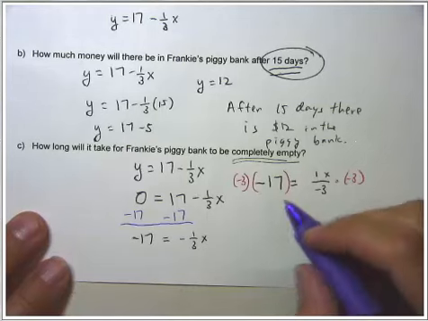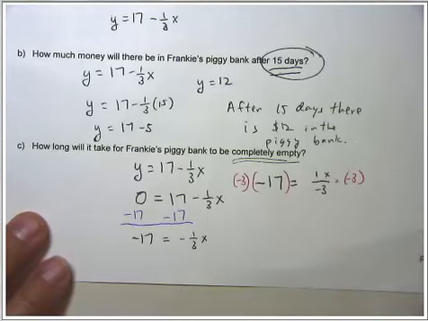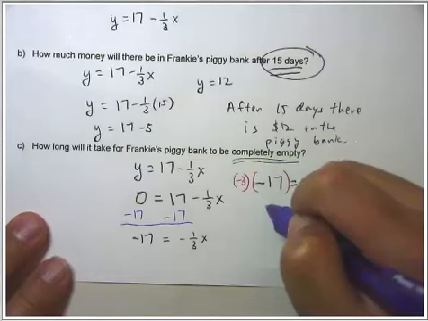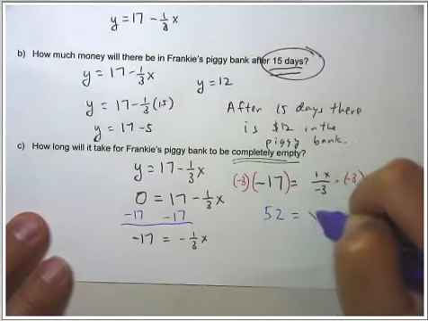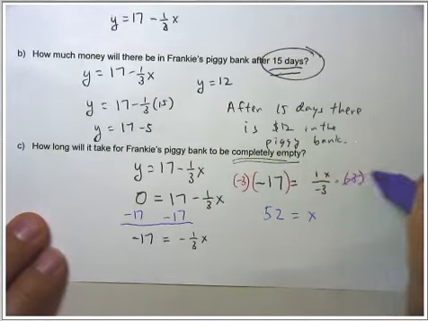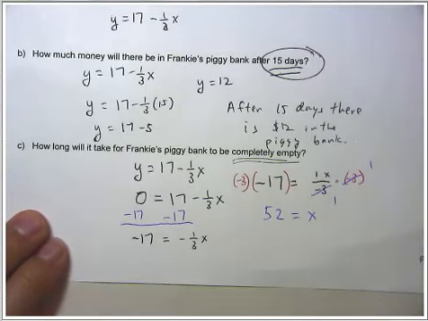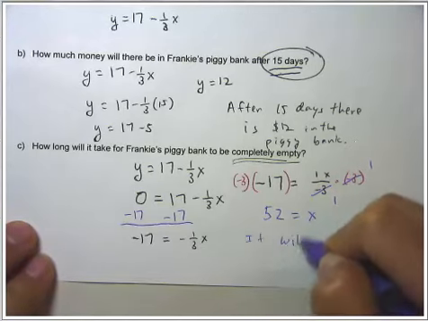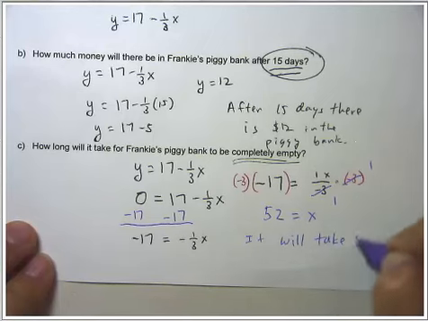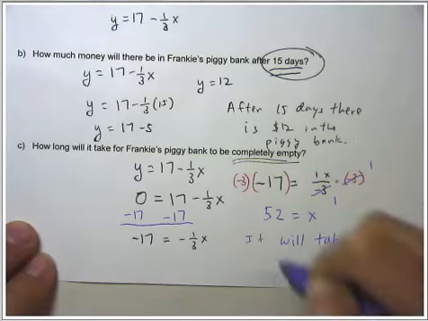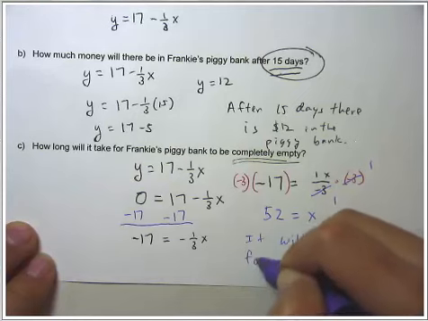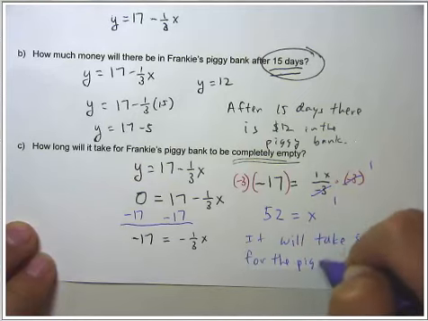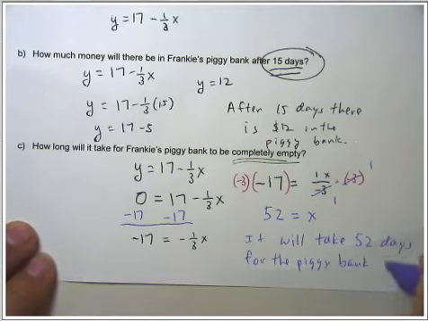Negative 3 times negative 17 is going to be 51. And these divide out. So it will take 51 days to go down to $0. It will take 51 days for the piggy bank to be empty.